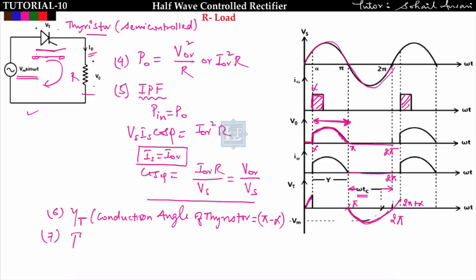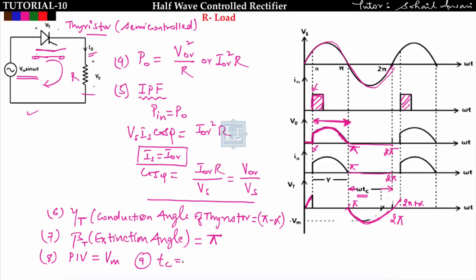Seventh point is beta, the extension angle. The extension angle is defined as up to what angle the thyristor is conducting. So the extension angle beta of thyristor is coming out to be pi, because it is conducting up to pi. The current I am getting is only up to pi in one cycle. Now the eighth point is the peak inverse voltage. We already derived that peak inverse voltage is equal to Vm. And the ninth point is the circuit turn off time. This we have also derived, that is equal to pi by omega.